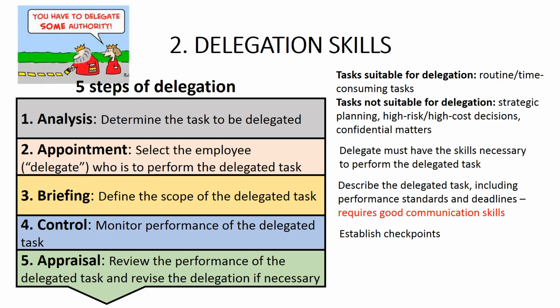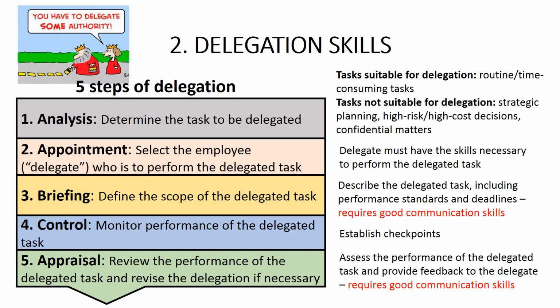Or it may become clear as the task is being performed that the description of the task needs to be changed. Perhaps the task has become bigger than the manager thought it would be, and so it's necessary to refine the scope of that task, or perhaps to give someone else responsibility for performing part of that task. So this step involves the manager in assessing the performance of the delegated task and providing feedback to the delegate. Again, you can see that this requires good communication skills, so there's a clear link here between delegation skills and the communication skills that we've already looked at.